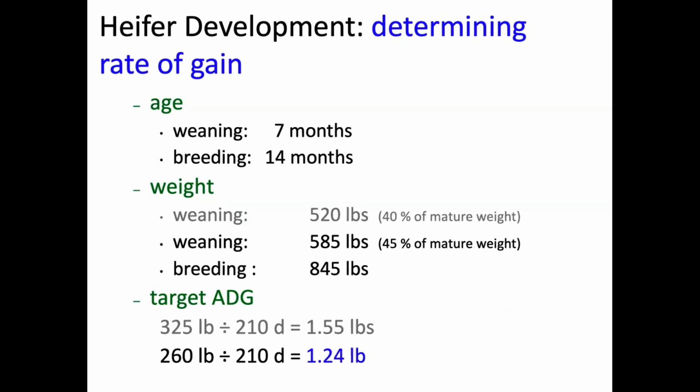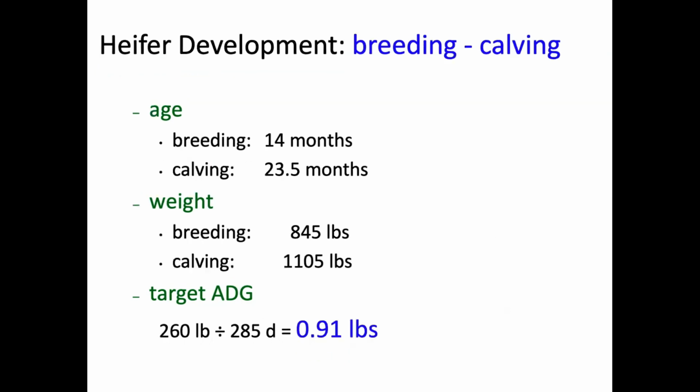If we look at heifers that are a little heavier at weaning, so they're more than 45% of mature body weight, we would only need to put 260 pounds of weight on those heifers across that same 210 days, only 1.25 pounds a day. So you can see there's some benefit to selecting those heifers that are a little further along in relation to their mature body weight at weaning.